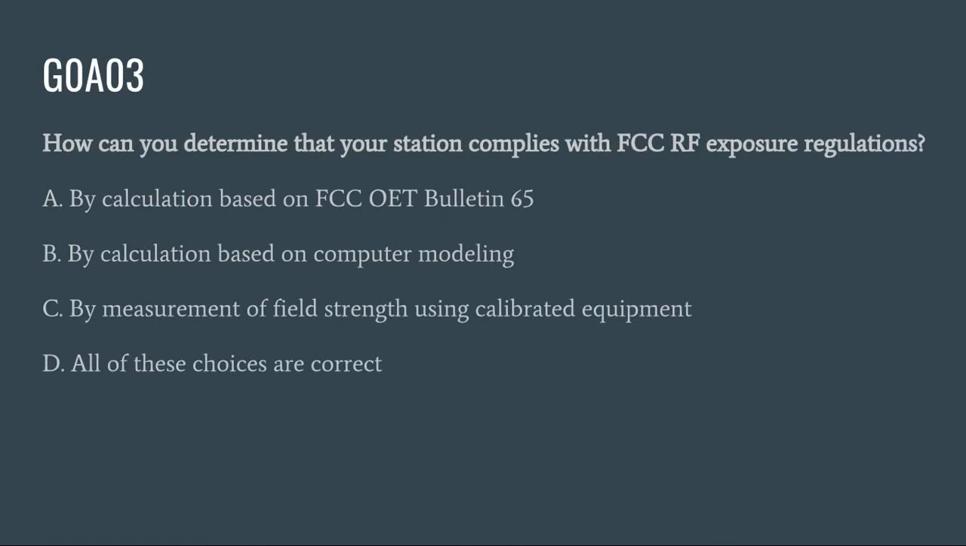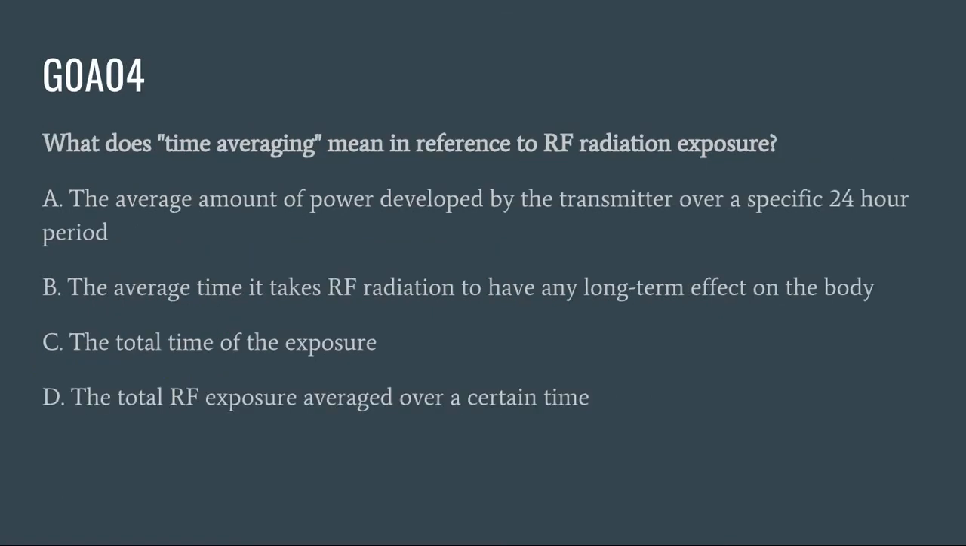G0A03, how can you determine that your station complies with FCC RF exposure regulations? A, by calculation based on FCC OET Bulletin 65. B, by calculation based on computer modeling. C, by measurement of field strength using calibrated equipment. Or D, all of these choices are correct. D is the correct answer. All of these choices are correct.